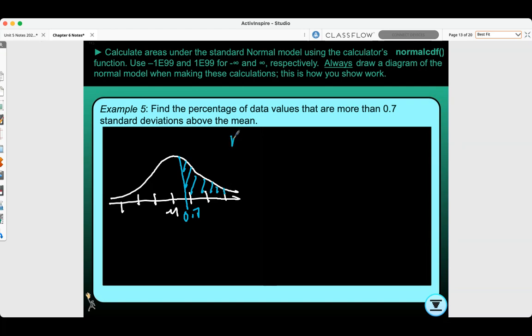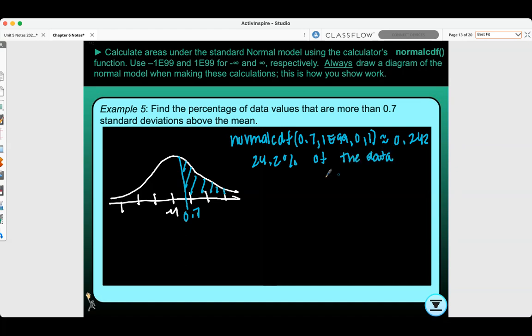So this would be normal CDF of 0.7, 1E99, 0, 1. And that would give me about 0.242. So 24.2% of the data is 0.7 standard deviations above the mean.